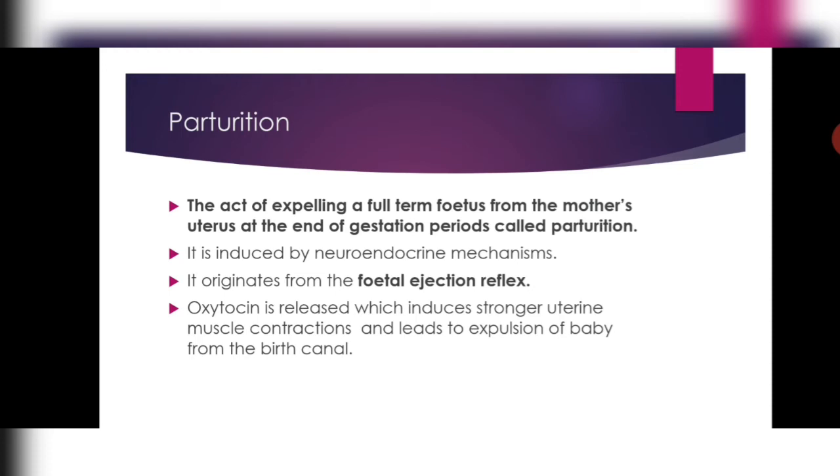Let us see the definition of parturition. It is the act of expelling out a full-term fetus from the mother's uterus at the end of the gestation period called parturition. It is induced by a neuroendocrine mechanism. It originates from the fetal ejection reflex, which is a movement of the fetus at the end of 9 months. Oxytocin is also released at the same time, which induces strong uterine muscle contractions or commonly called the labor pains and leads to the expulsion of the baby from the birth canal.